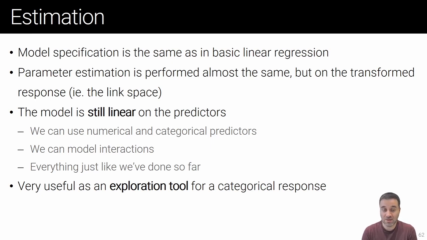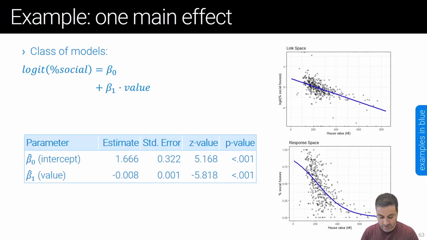So you see, this is a very, very useful exploration tool for a categorical response, for something that is 0, 1, a binary response, or a proportion. This is going to give us the full power of the linear model for the specific case of a bounded response. We can start looking into p-values, testing hypotheses, etc. Let's see more examples. So in this case, we have, again, the case of predicting the fraction of social houses in a neighborhood. And we are going to try and predict it only by the house value. So what we had earlier in the slides.